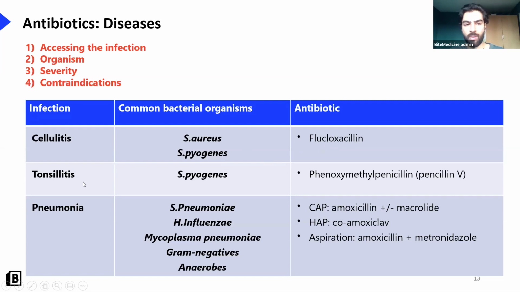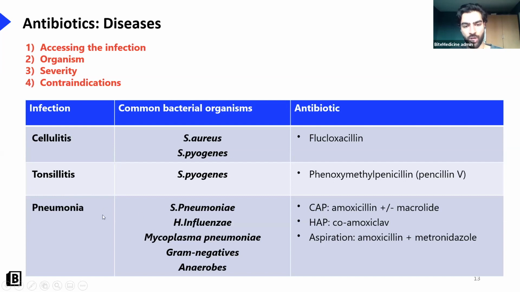Tonsillitis, so remember, firstly, think about where is the infection. So tonsillitis, it's in the throat. Which organism are we dealing with? Strep pyogenes, most commonly, also known as group A strep. Then think about severity and contraindications. And once you've thought of all of that, the most commonly used antibiotic to treat tonsillitis is phenoxymethylpenicillin.